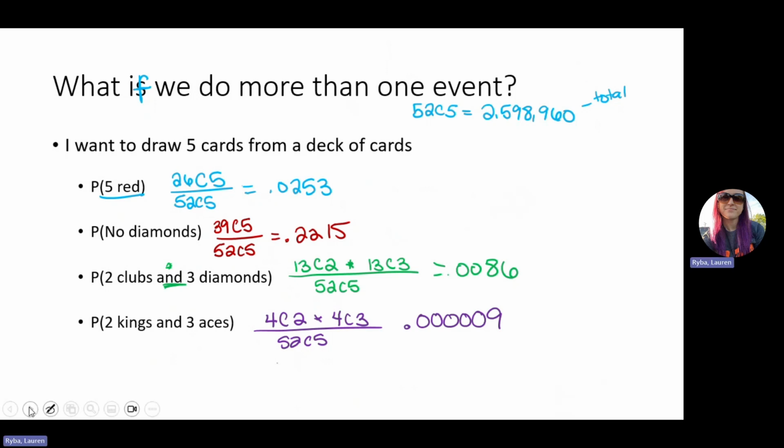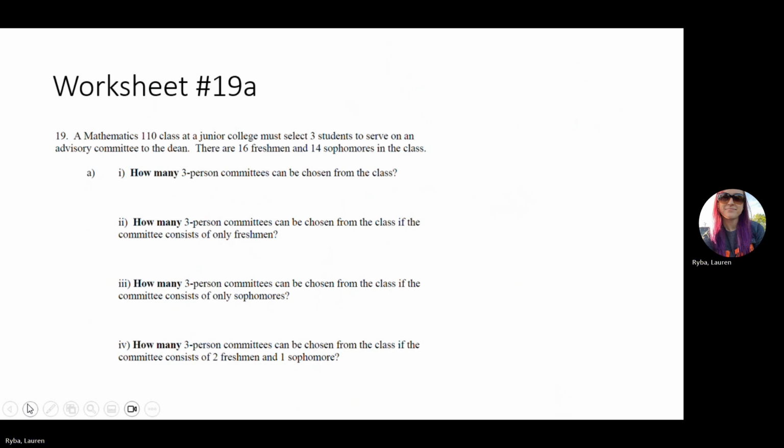We have one more situation we're going to work with. This is on Blackboard if you wanted to pull it up, or you can just write down the quick specifics here. We have a Math 110 class at a junior college that must select 3 students to serve on an advisory committee to the dean. Okay, so our goal is we are choosing 3. We have 16 freshmen and 14 sophomores, so that makes a total of 30.